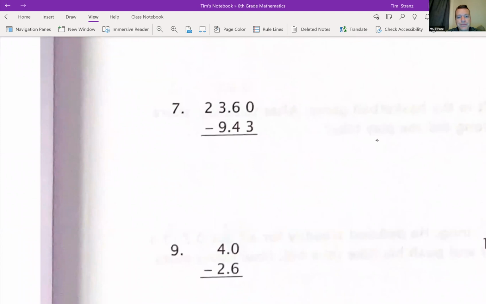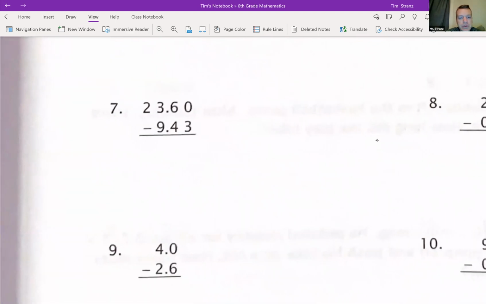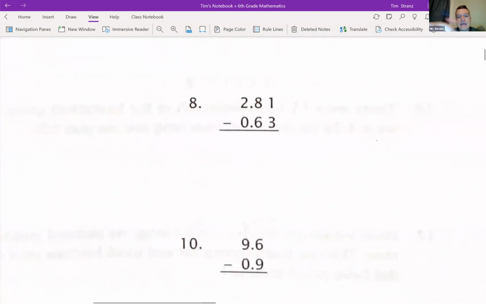Number 7. Okay, I'm going to have to borrow. It becomes a 5. 10 minus 3 is 7. 5 minus 4 is 1. Decimal. Borrow here. That becomes a 1. This becomes a 13. 13 minus 9 is going to be 4 and 1. 14.17.